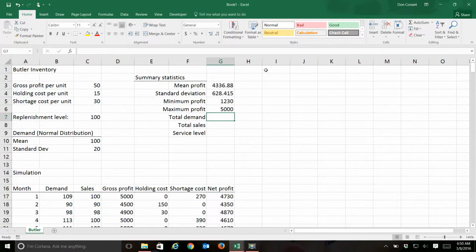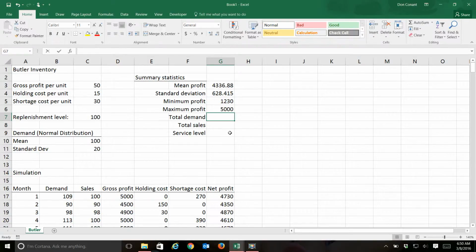Now in the text, they ask us to calculate service level. What they mean by service level is to what extent are sales servicing demand given this replenishment level. And so we would perhaps change this level if we were doing some modeling to try to find a replenishment level that provides a higher service level over time. But the point simply being that I need to calculate total demand and total sales so I can put sales over demand in order to get the service level.